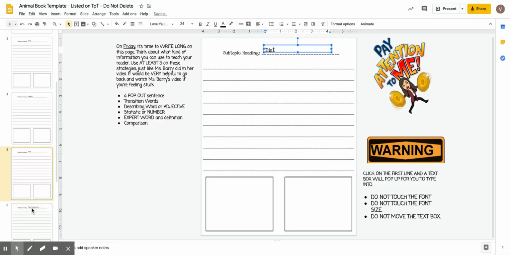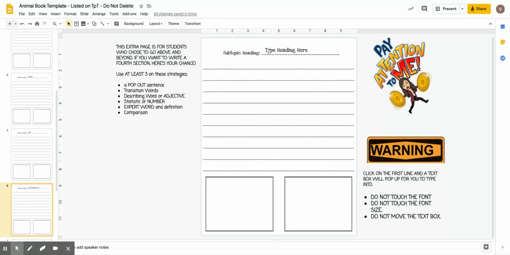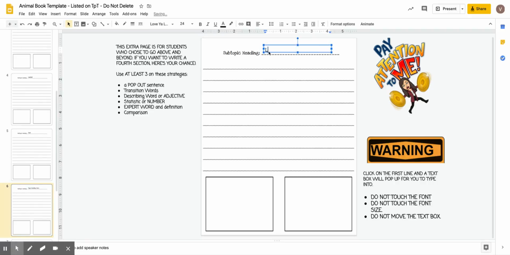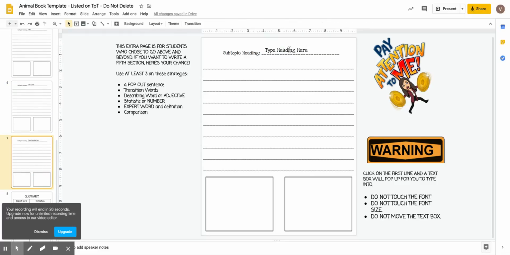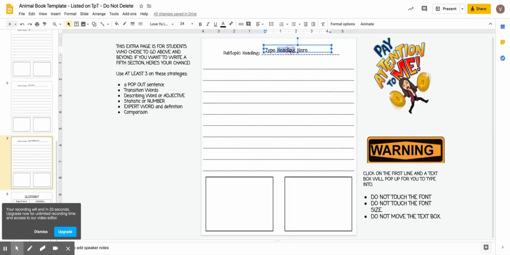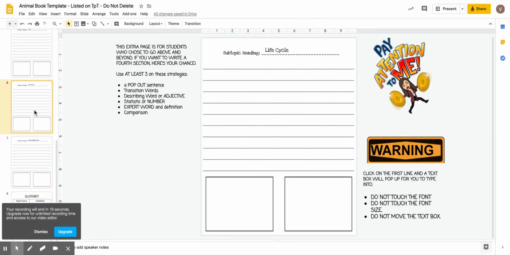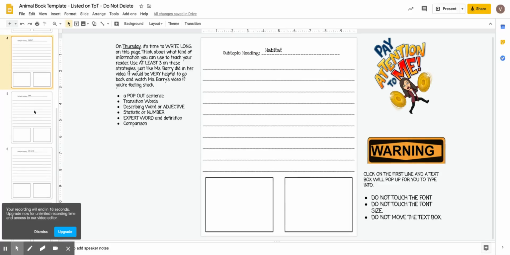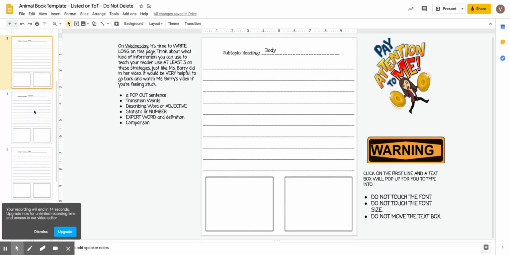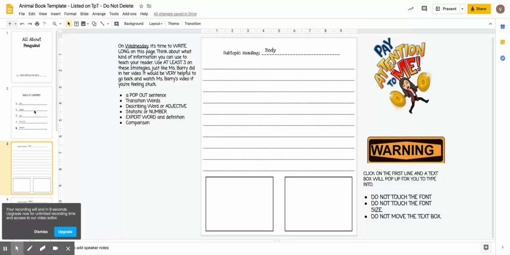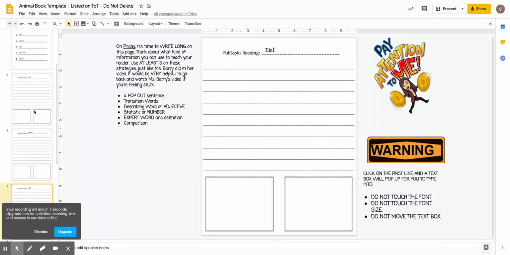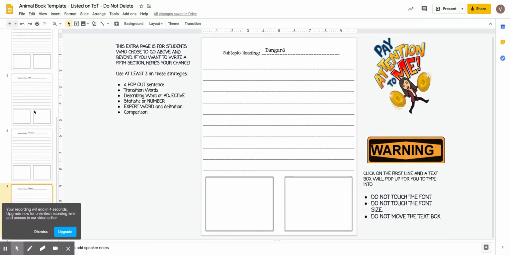Diet. Life cycle. And dangers. Okay, so now my animal book is all set up for tomorrow. I'm not doing any other writing. I'm just making sure that everything is set up with the table of contents, a title page, and then the headings on each page. So good luck, and I can't wait to see what your animal book looks like.